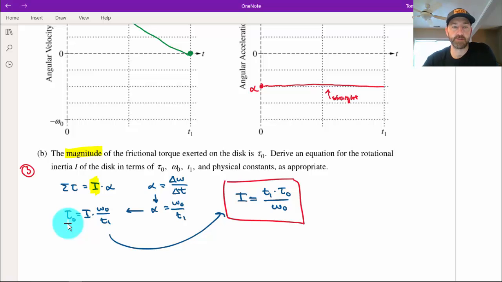Now this part right here is worth 3 points. So all this equation stuff is worth 3 points to get to this final answer. You get 1 point for establishing Newton's second law in rotational form. You get a point for establishing that alpha is going to be omega naught over t, and then you get a final third point for setting it up with everything in there and then solving it for I.